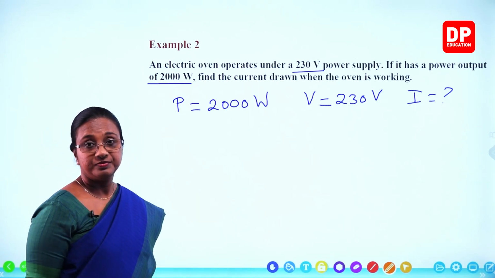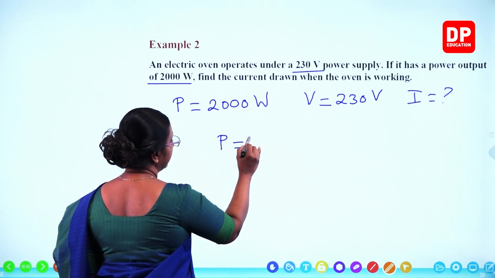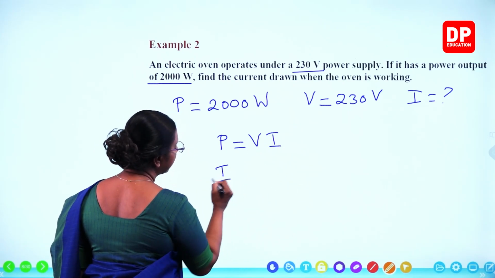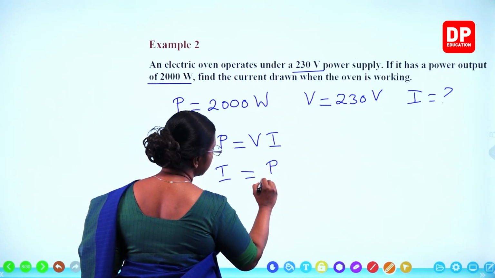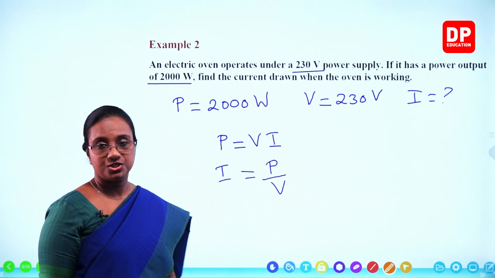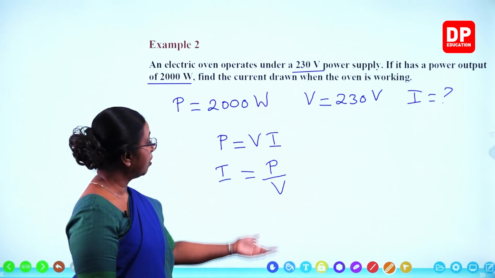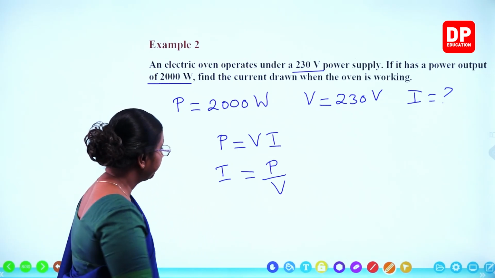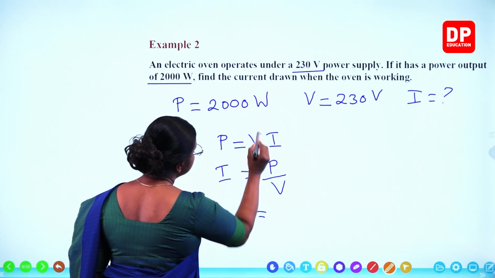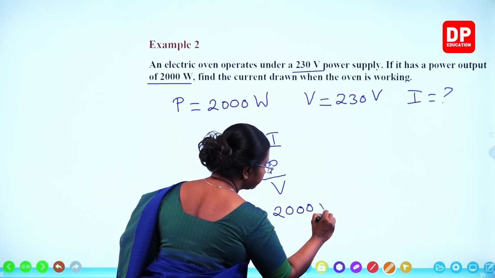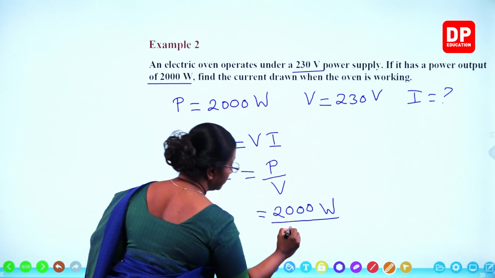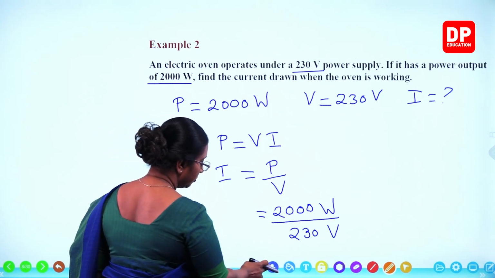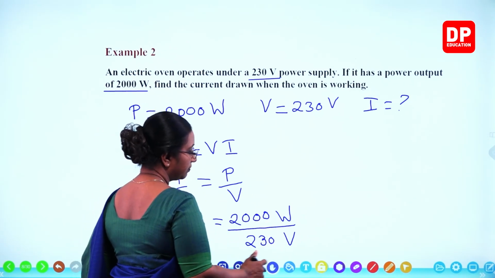So, what do we do? We know the equation. Power equals V into I. We need to find I. So, you can make I the subject. So, you rearrange: power divided by voltage. You can do it that way or you can substitute and then do the calculation. Either way is fine. So, if we do this, power is given to you as 2000 watts divided by 230 volts. Now, you need to do the calculation. You can cancel off the zeros.